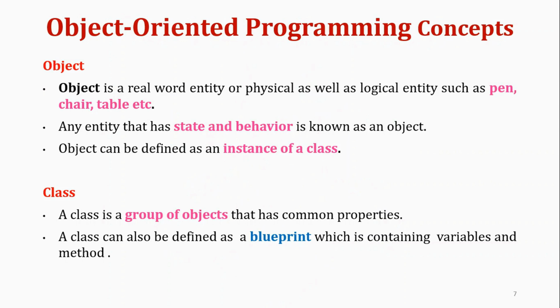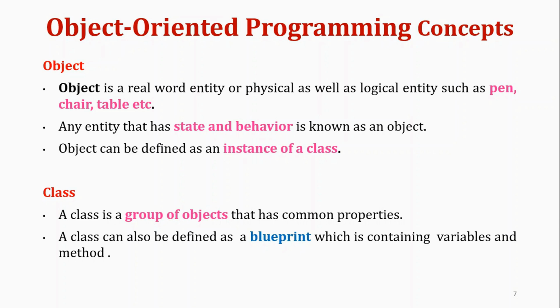Let us see what an object is. An object is the representation of a real world entity. If you take any real world entity like a chair, table, fan, pen, etc., anything you can take, you can represent the real world entity in a programming scenario. That is what an object is. Any entity that has a state and behavior is known as an object. An object can be defined as an instance of the class, which means from the class you can instantiate or create an object. That is the meaning of this statement.